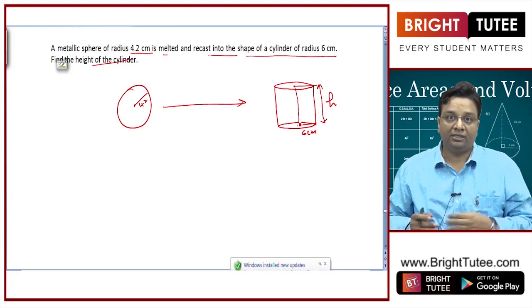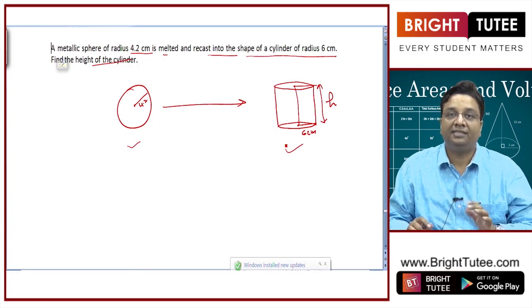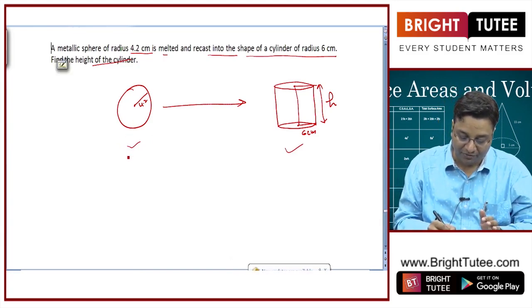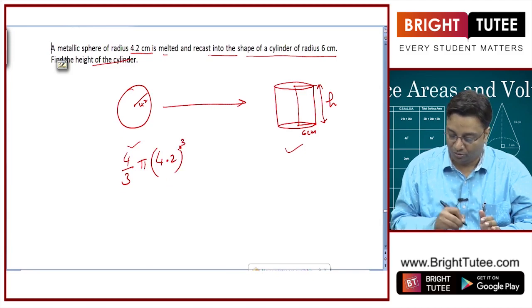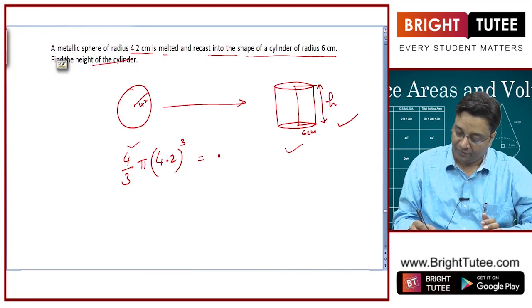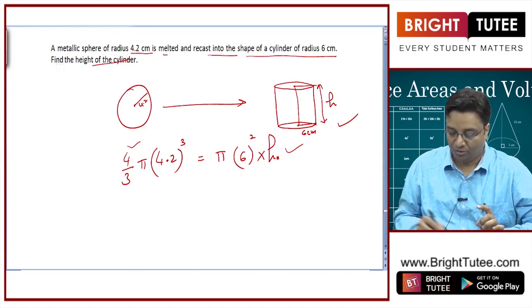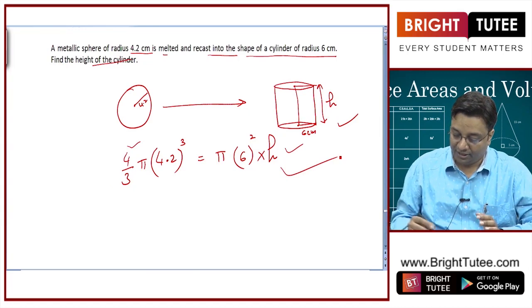Okay. So what is the similarity or what is common in both these shapes? That their volume is same, right? So what is the volume here? Volume of this metallic sphere is 4 by 3 pi radius cubed. So 4.2 cube, and it is equal to volume of this cylinder, which is pi radius square into height. Height I have assumed as h. So only unknown here is h, and I need to find h. So it is only calculation part.